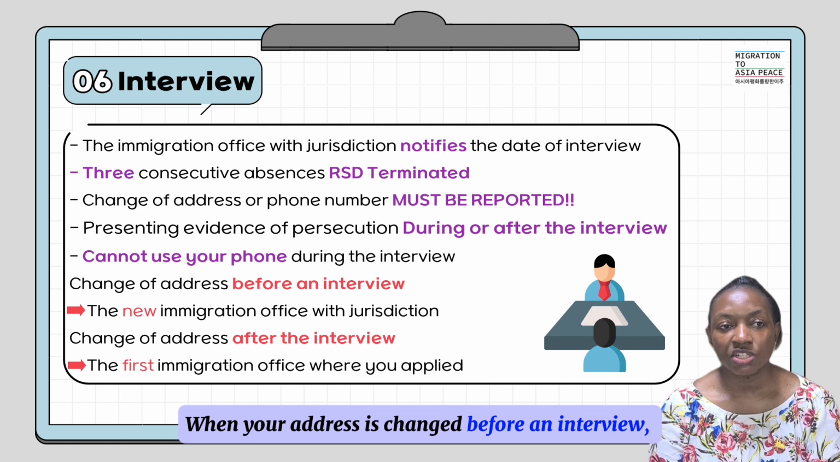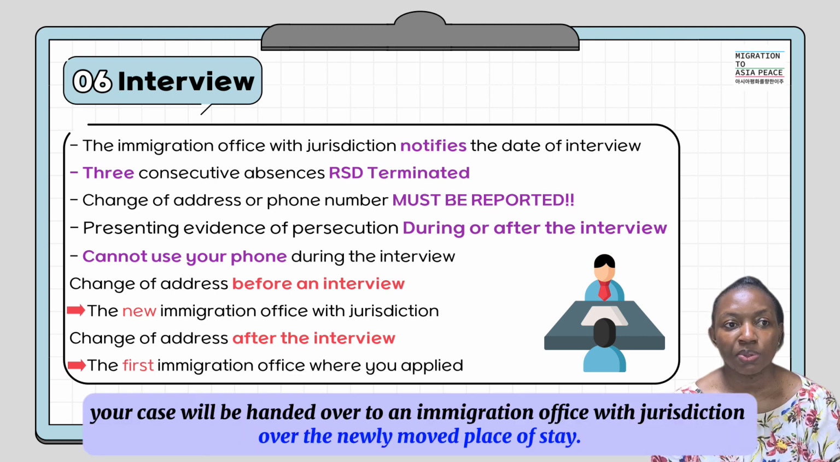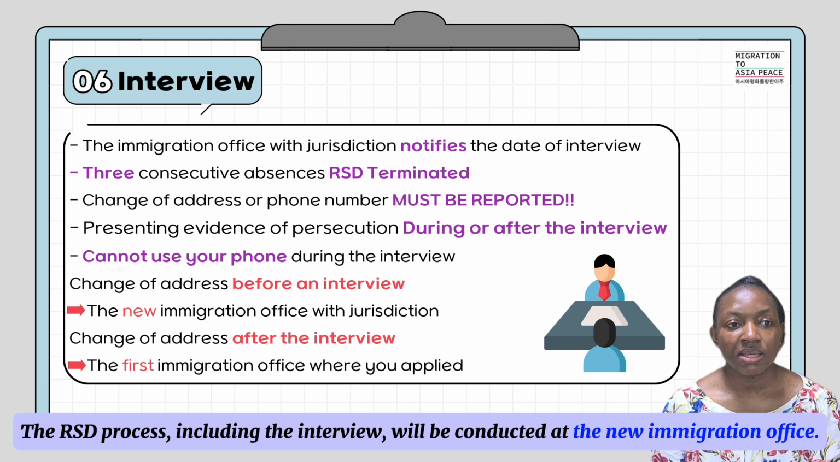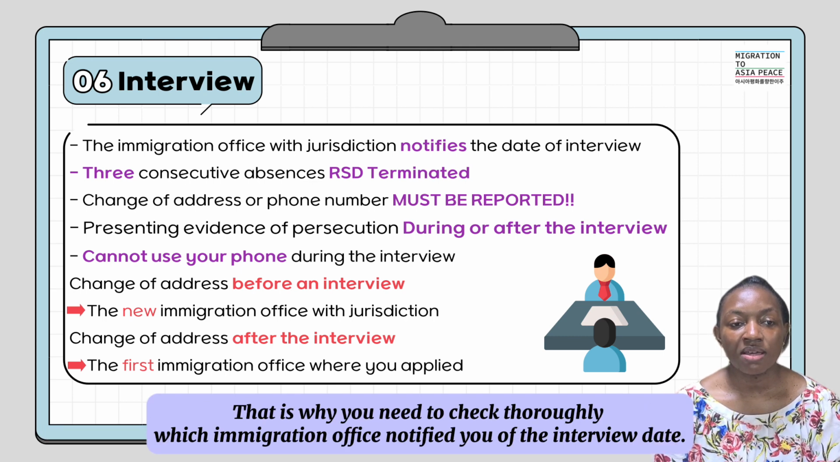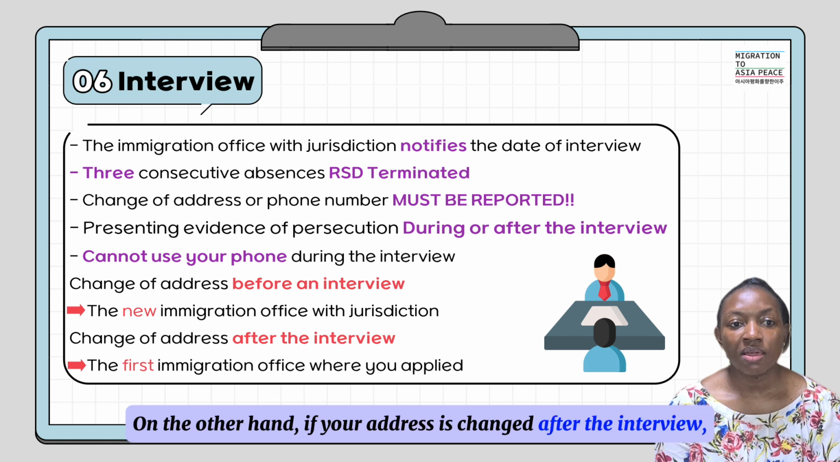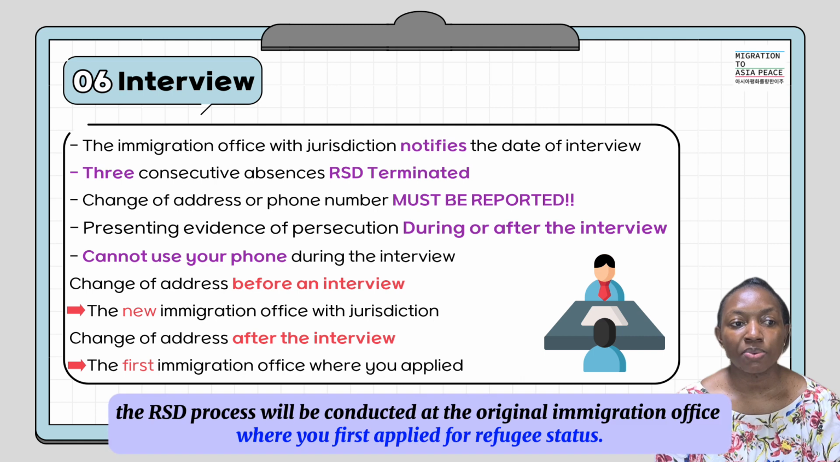When your address is changed before an interview, your case will be handed over to the immigration office with jurisdiction over the newly moved place of stay. The RSD process, including the interview, will be conducted at the new immigration office. That is why you need to check thoroughly with the immigration office that notified you of the interview date. On the other hand, if your address is changed after the interview, the RSD process will be conducted at the original immigration office where you first applied for refugee status.